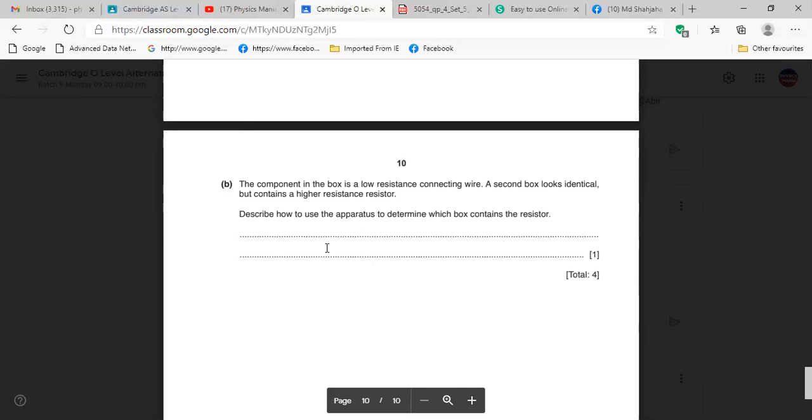Why is it less bright? Because if the resistance is high, you are getting less current, right? In the second box, they are saying it looks identical but contains a higher resistance resistor. That means you are getting less current, right? If you are having less current, then it will be less bright, isn't it?